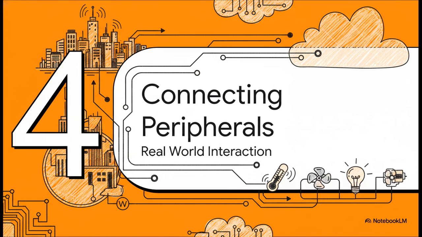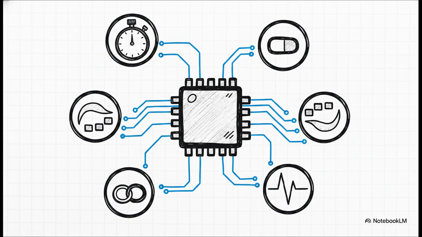And finally, Section 4, Connecting to the World. How does this isolated digital brain actually interact with our messy analog reality? Well, it does this through peripherals. Peripherals serve as essential accessories that help the processor out. We are going to quickly run through 6 vital ones: GPIOs, timers, ADCs, DACs, UART, and PWM.